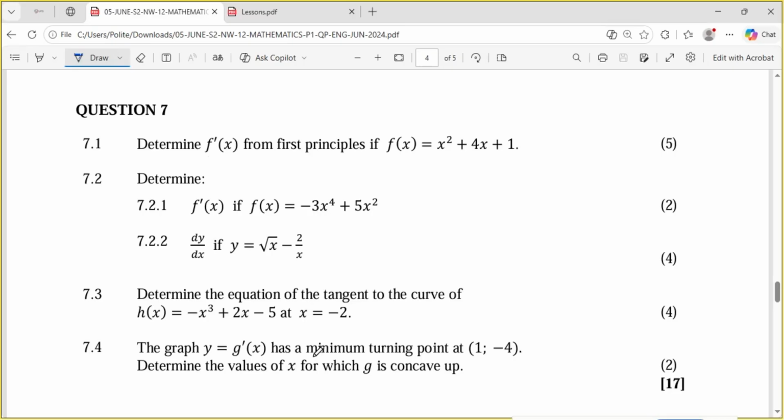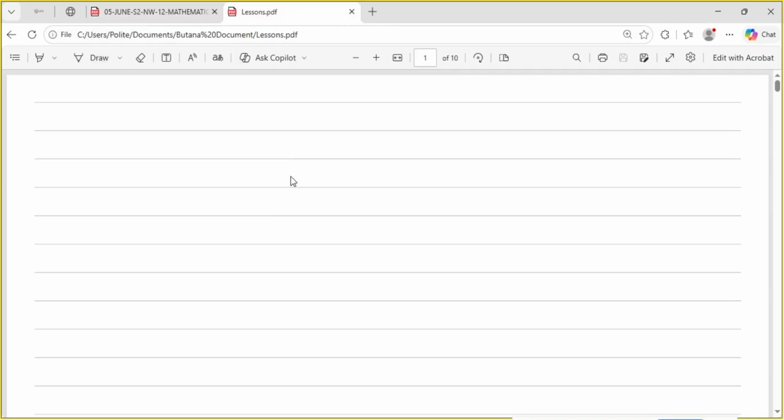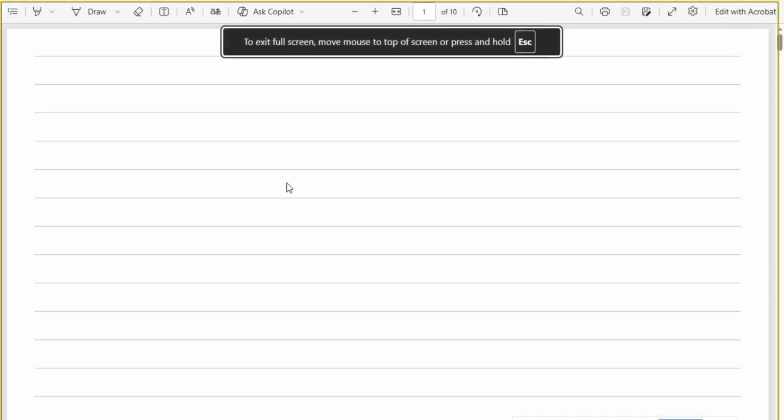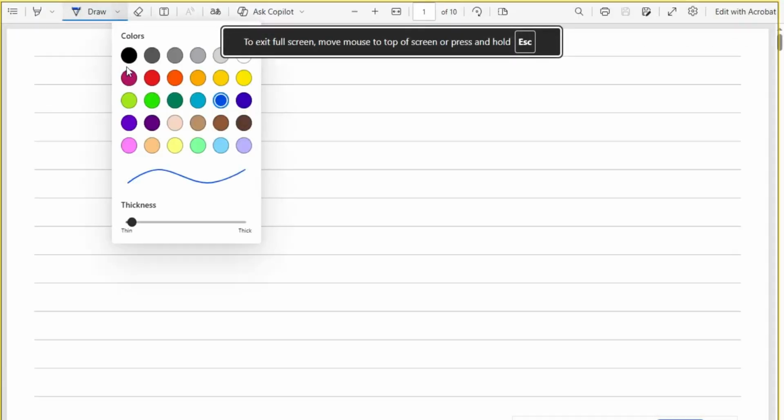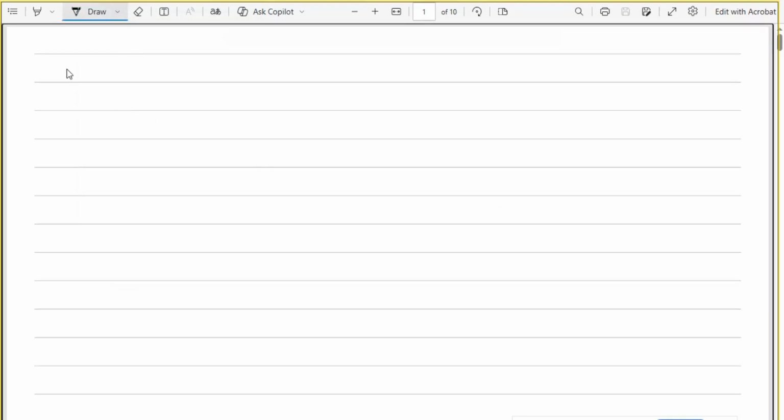Okay, look at the question that we have now. I want us to quickly push question 7. The first question says: determine, from first principles, the derivative if f of x equals x squared plus 4x plus 1. So I'm going to rewrite my equation this side. You can see my screen, right? Yes, sir. Okay, so they want us to find f prime of x. f of x is equal to x squared plus 4x plus 1.